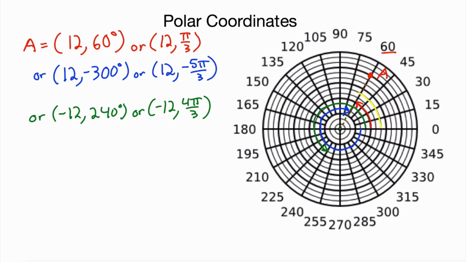Another way we could get to A is to go around the circle an extra time, so we still have a radius of 12. 360 degrees has been added to the original 60, giving us 420, or 2 pi has been added to pi over 3, giving us 7 pi over 3.